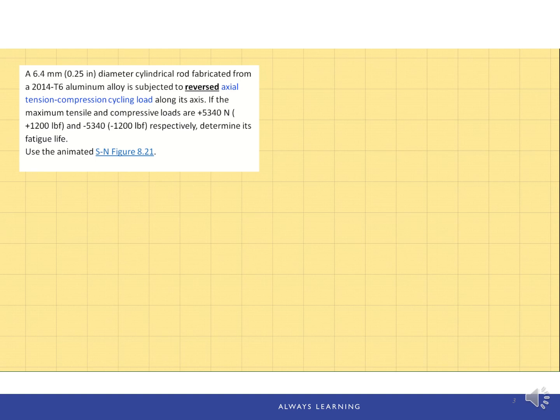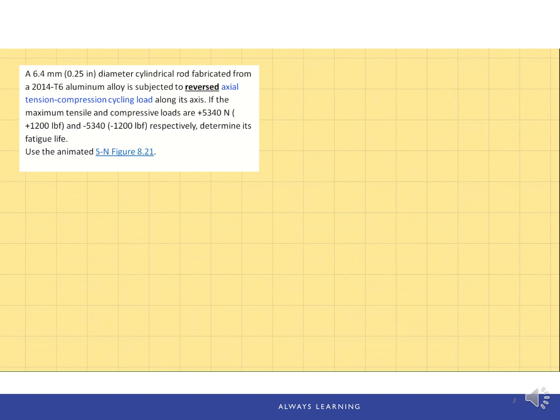In this problem, we have a 6.4 millimeter diameter cylindrical rod fabricated from a 2014 T6 aluminum alloy, which is subjected to reversed axial tension-compression cycling load along its axis. If the maximum tensile and compressive loads are +5,340 Newton and -5,340 Newton, respectively, determine its fatigue life. And we can use the animated S-N figure from YD+.